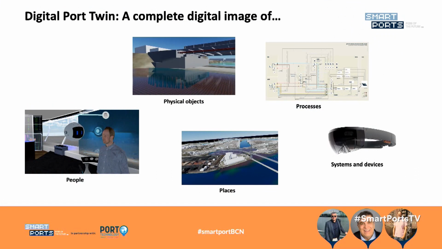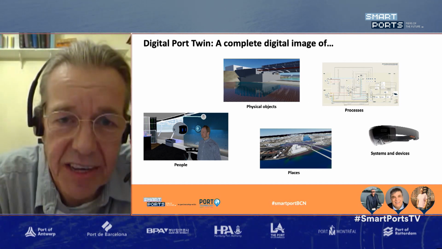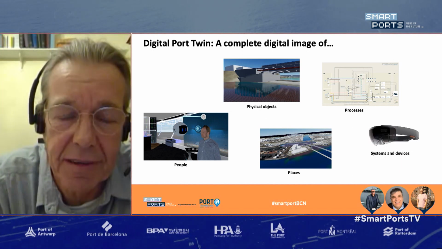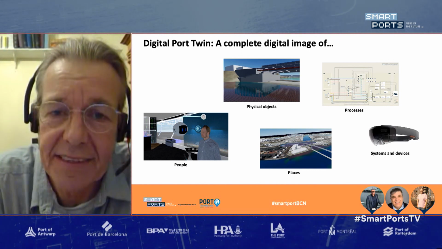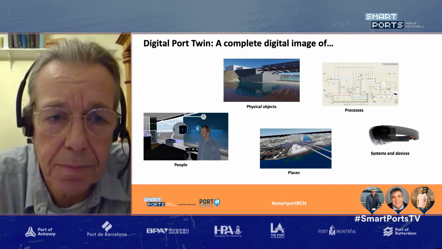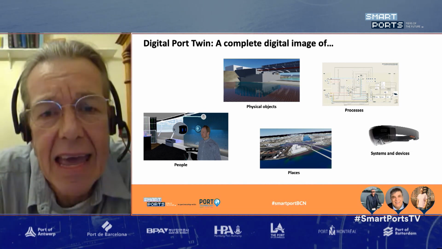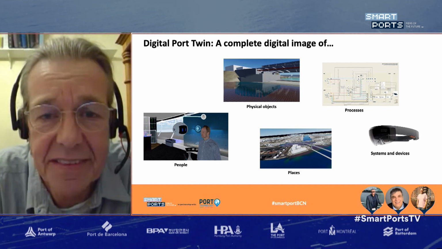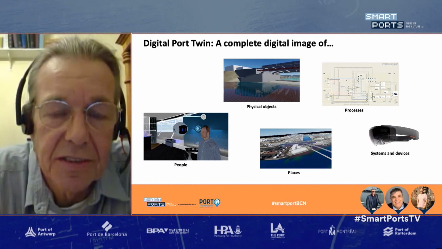From our point of view, a digital port twin is a complete digital image of different things. The first is that we think all physical objects should have a digital image. This is bridges, quay walls, the depth of the waters, roads, and so on. And not only the physical objects, but also the places where they are. So what we did, we brought the whole port in as a digital image and placed the different physical objects. Another important thing are the processes, because the objects are interacting with each other within processes. Of course, we do not forget about the people, and we have systems and devices as well. So next slide, please.